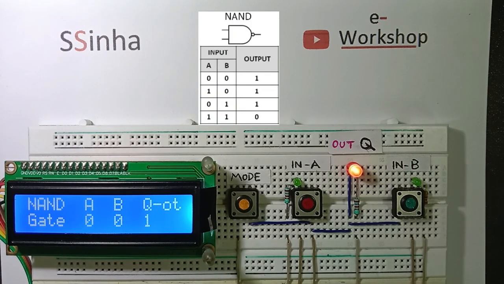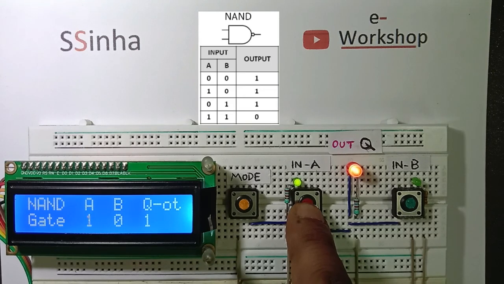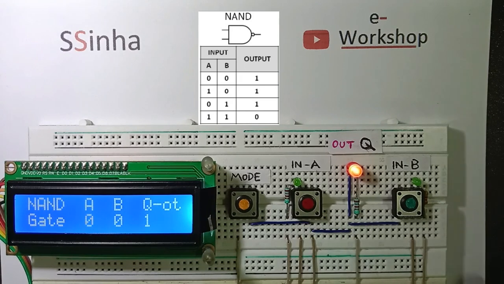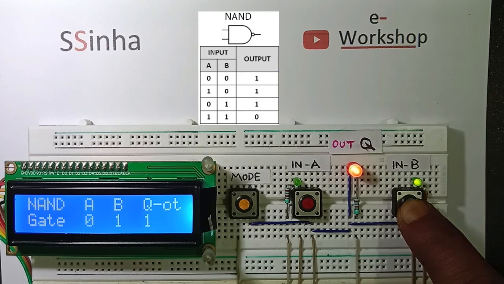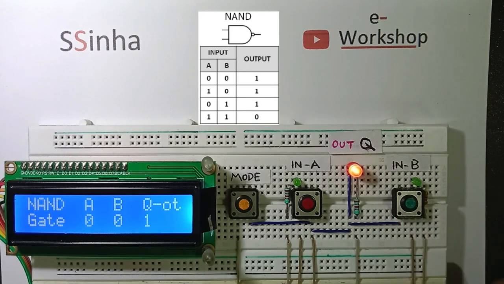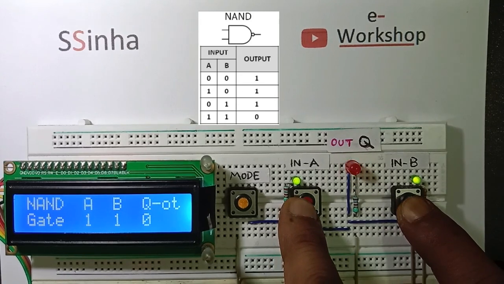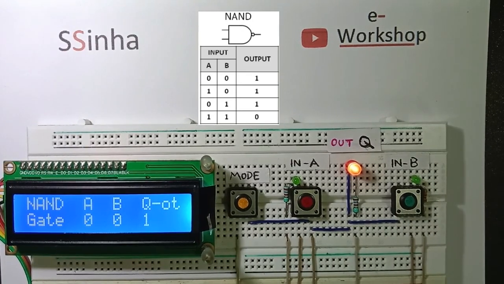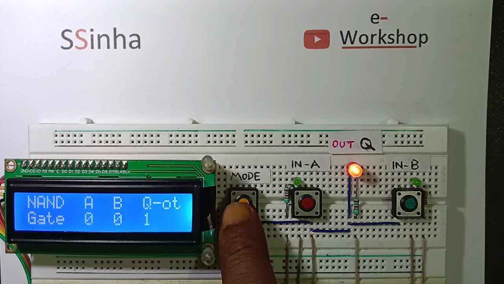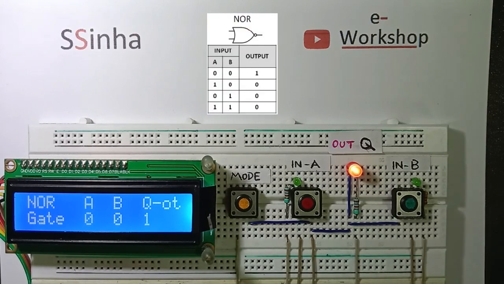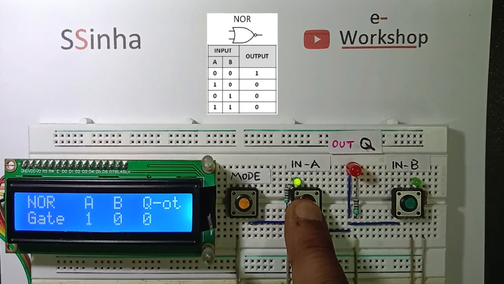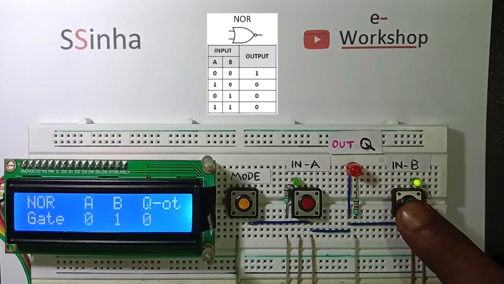This is the NAND gate. It is the reverse of the AND gate. Here output is low when both inputs are high, else the output remains high. This is the NOR gate. It is the reverse of the OR gate. Here output is low when either or both inputs are high, else the output remains high if both inputs are low.